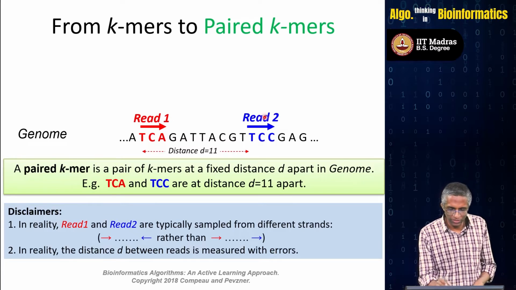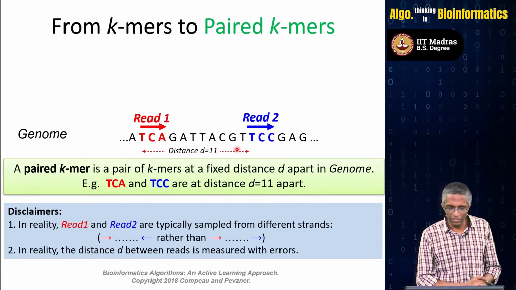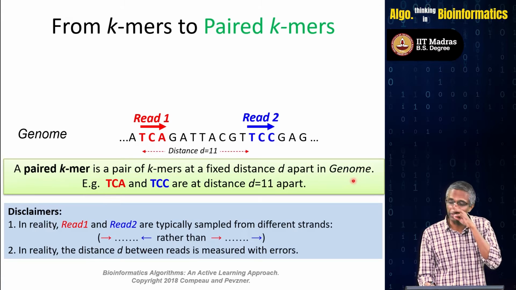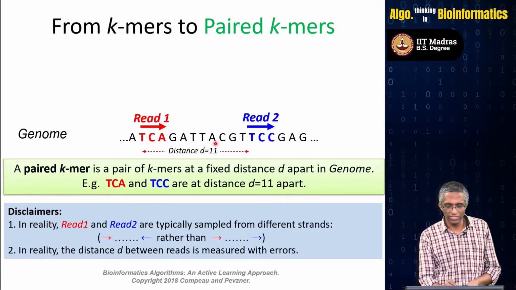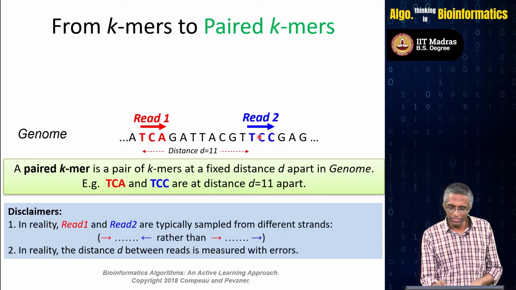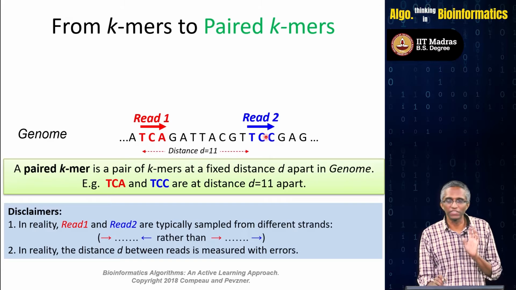So you have a read 1 and you have a read 2, and this is the insert length or a distance of d equal to 11, okay? A paired k-mer is a pair of k-mers at a fixed distance d apart in the genome. So the sequencing technology allows us to do this. So here are TCA and TCC. The k is 3, but the distance d is 11. Okay, so they are 11 distance apart. But then the sequencer has to only read 3 letters at a time.